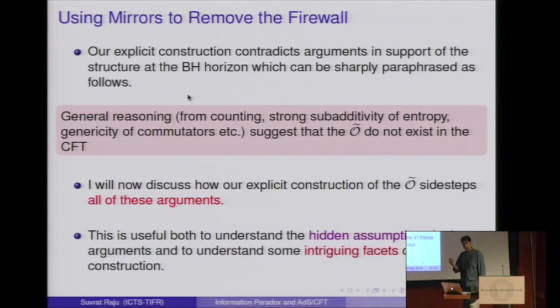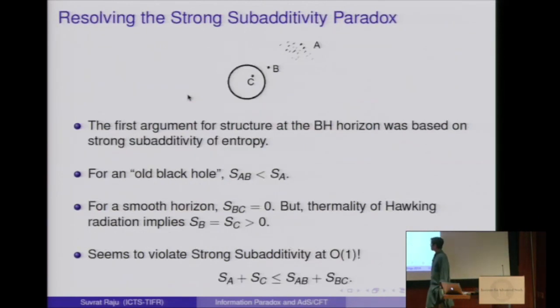But what I want to do in this talk primarily is to review how our construction of the mirror operators sidesteps a lot of these arguments, and I think this is useful both to understand some of the hidden assumptions in these arguments, but also to understand some of the peculiarities of the construction that were alluded to yesterday, and so I think both these exercises are useful. Okay. So let me start with the first argument, which is perhaps the most well-known one, which is what's called the strong subadditivity paradox. So the strong subadditivity paradox is basically the following.